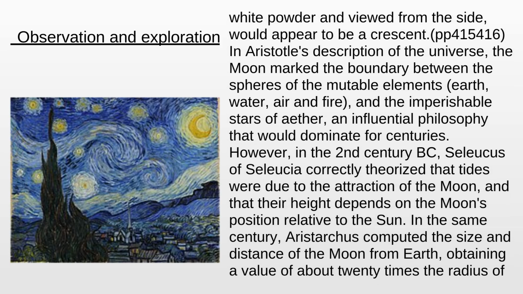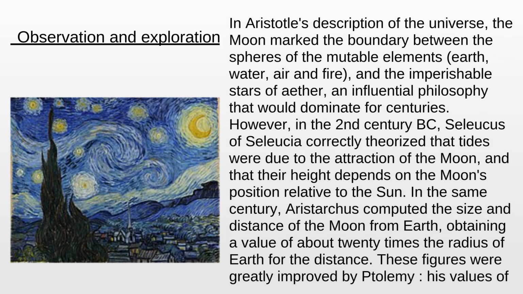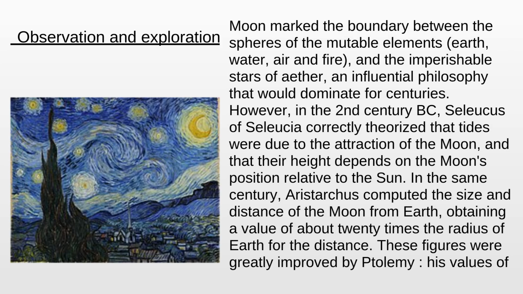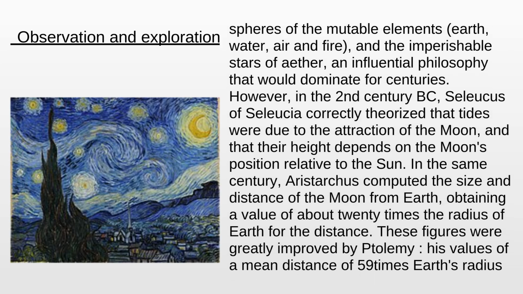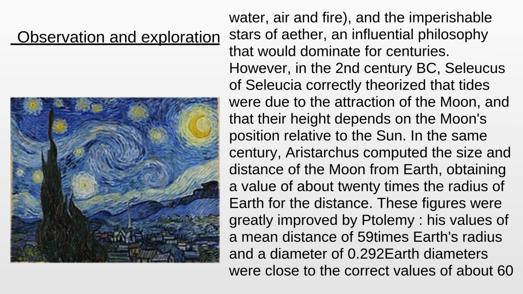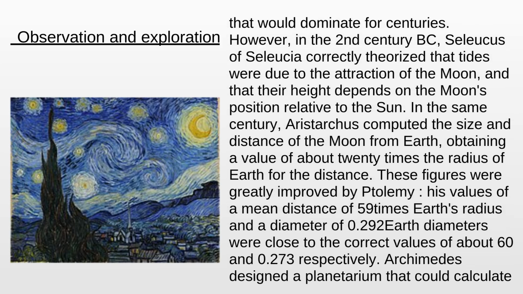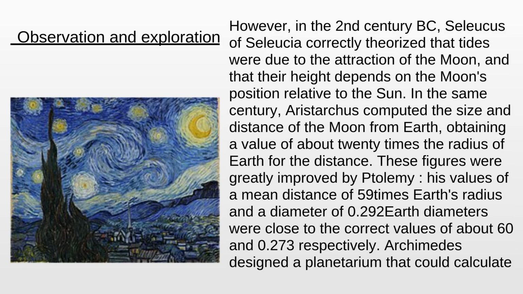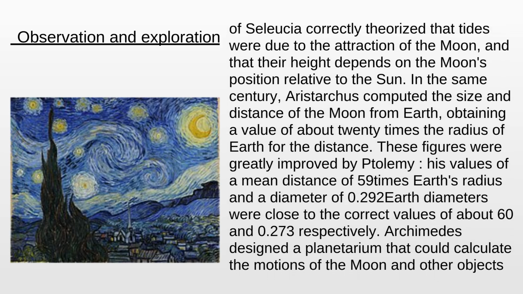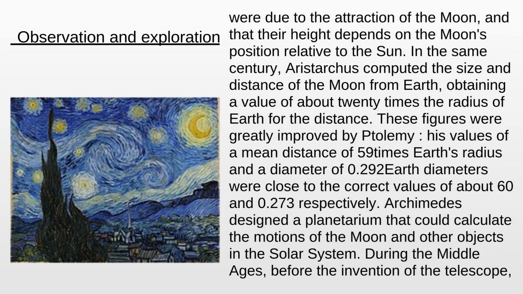In Aristotle's description of the universe, the Moon marked the boundary between the spheres of the mutable elements, earth, water, air and fire, and the imperishable stars of ether, an influential philosophy that would dominate for centuries. However, in the 2nd century BC, Seleucus of Seleucia correctly theorized that tides were due to the attraction of the Moon, and that their height depends on the Moon's position relative to the Sun.